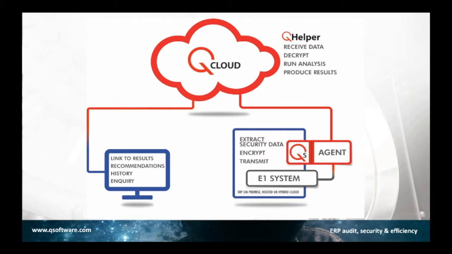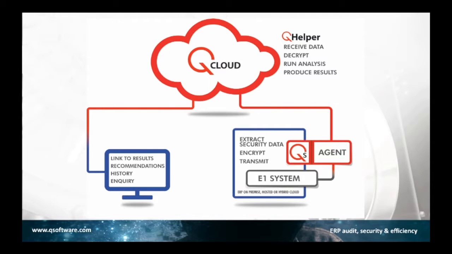As you see at the top, we have the Q Cloud itself. On the Q Cloud, we have the Q Helper. This is kind of the heavy lifting piece of the software where it is receiving all the data, it's decrypting all the data, it then runs all of our audit analysis and then produces results that are stored in the Q Cloud.